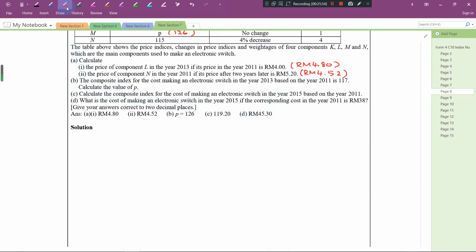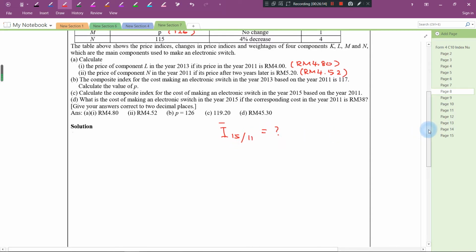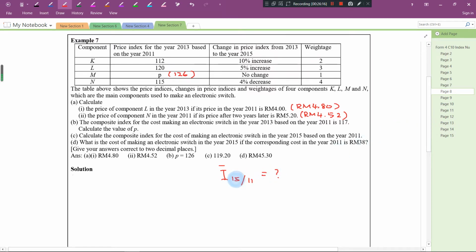Let's try part C. Calculate the composite index for the cost of making an electronic switch in the year 2015, based on the year 2011. So it means that we need the index number in the year 2015 based on the year 2011, but the problem is we don't have this index number. It's okay, I'm going to show you how to get it easily.